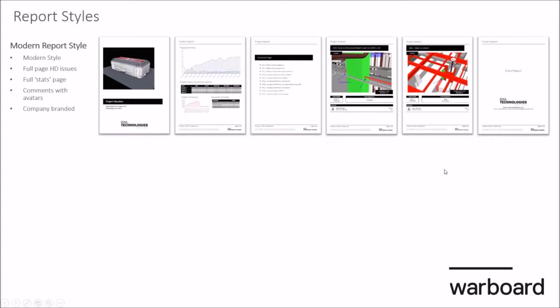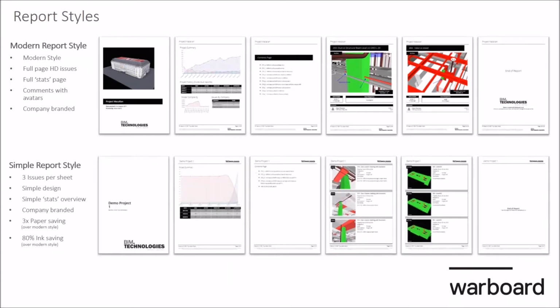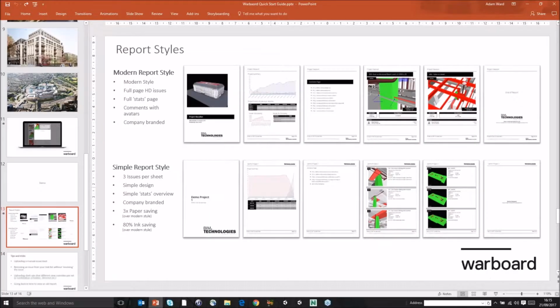So that's our modern style, which I've just shown you, with full HD, non-pixelated images. You get a stats page, you get a status page, you get little avatars on it, the comments, etc. And then we have a simple report style, which is designed to use less ink and use 3 times less paper. So we basically cram 3 issues onto a sheet rather than 1, and there's no big black headings. It's designed to use a lot less ink.